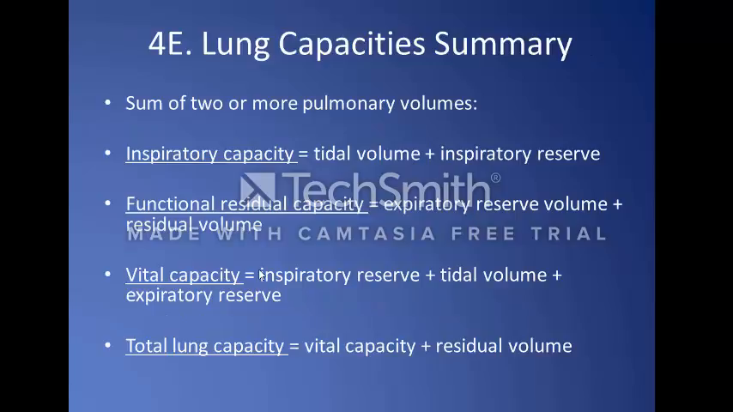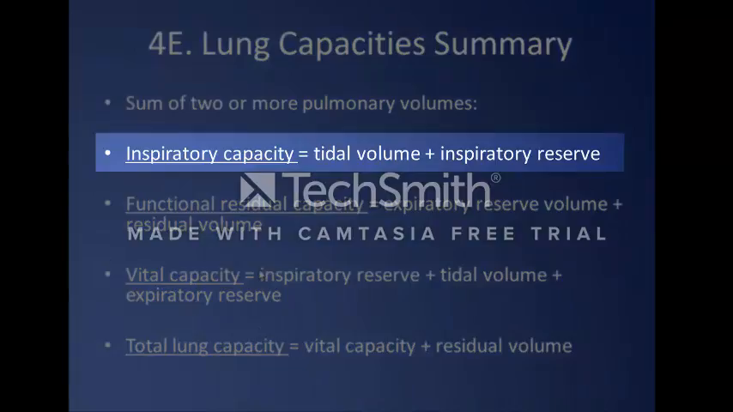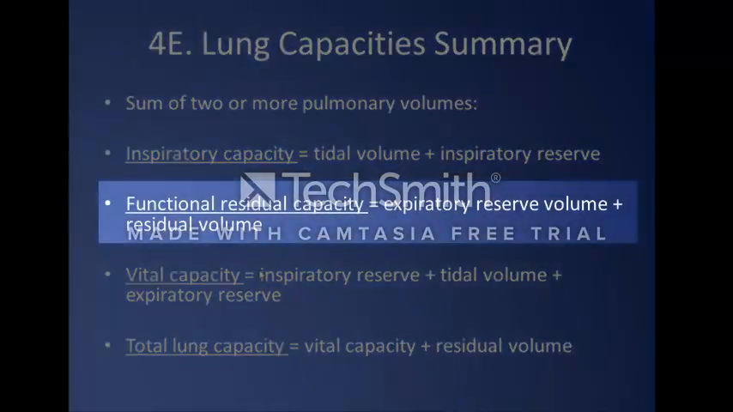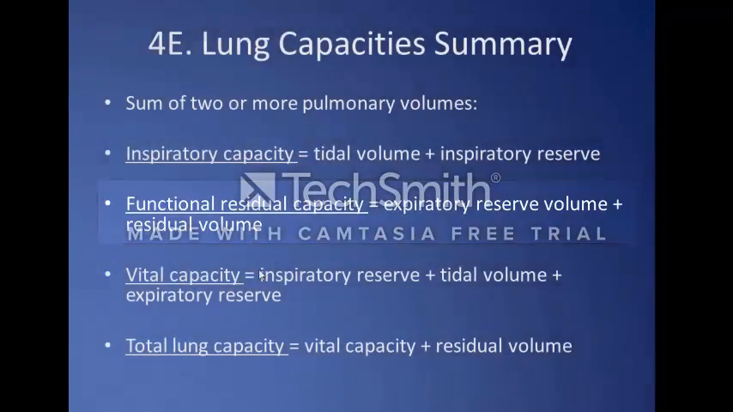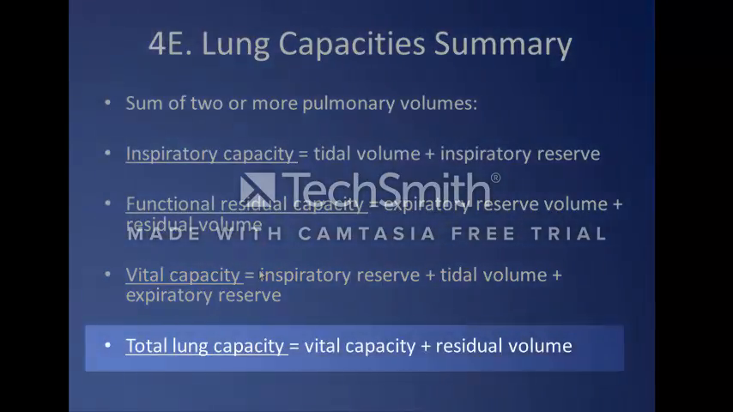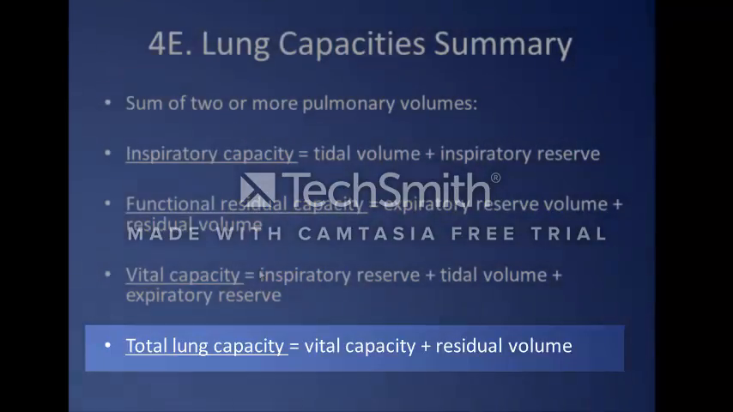Lung capacity summaries may be calculated from 2 or more of the pulmonary volumes. So the inspiratory capacity is tidal volume plus the inspiratory reserve. Functional residual capacity is the expiratory reserve volume and the residual volume. Vital capacity is the inspiratory reserve, the tidal volume and the expiratory reserve. And the total lung capacity is the vital capacity plus the residual volume.